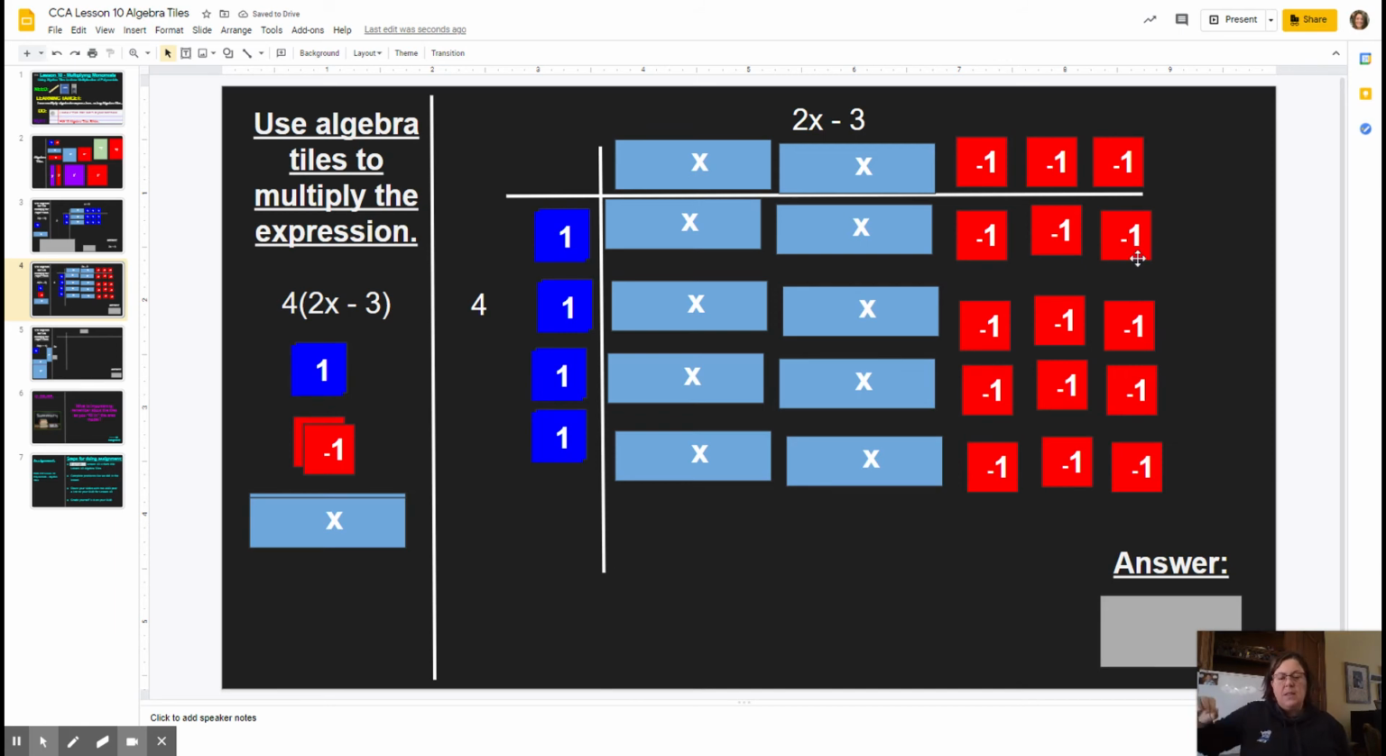And then the very last thing that you do, like we did on the example before, is you combine those terms with the algebra tiles. Once you have this sketched down, I want you to combine all those terms and then write your answer somewhere on there.